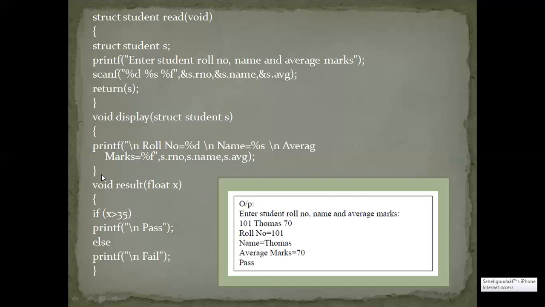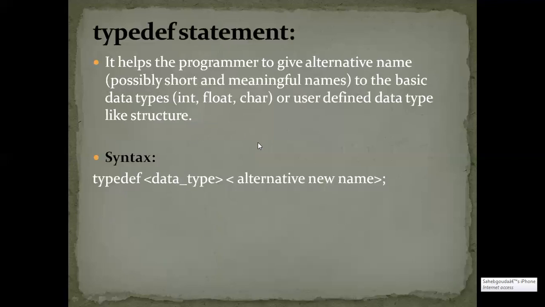Understood this? Okay, so finally one more function, that is result. It's very simple. If x is greater than 35, then it is passed. Else, if this condition fails, then it is failed. So what is the average mark the student has got here? 70. 70 means it is greater than 35, so the result will be passed. Suppose the student has got less than 35, then the result will be failed. Understood this?